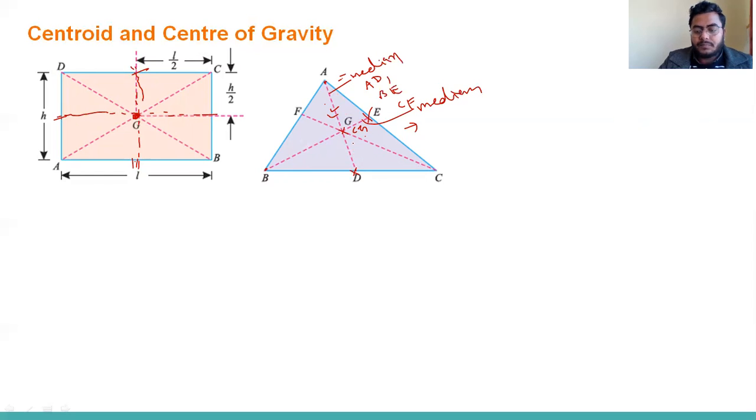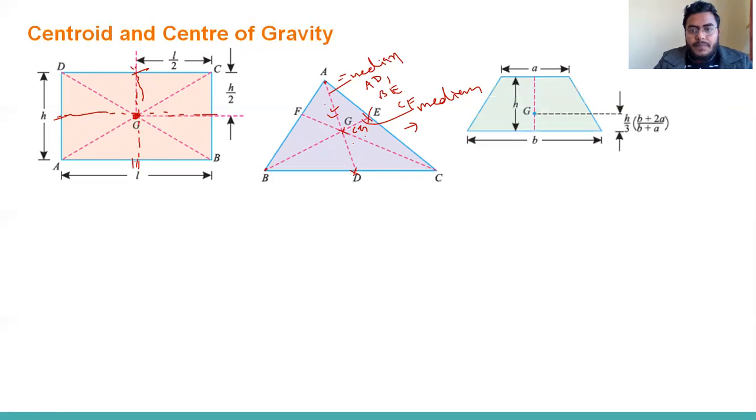Similarly for CF. So the intersection point or meeting point of all medians in the case of a triangle is called the centroid. In the case of a trapezium, the parallel sides are given as a and b. The smaller parallel side is a, the larger side is b, and the perpendicular height between these parallel lines is h. So the centroid at a distance from the larger side would be h by 3 into (2b plus a)... divided by b plus a.